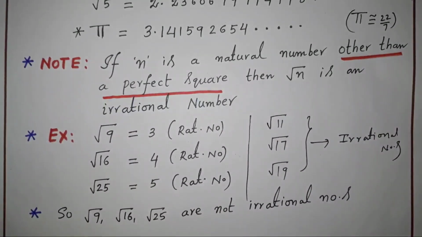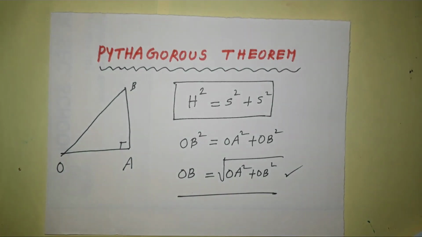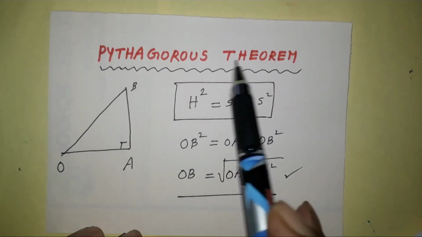So children, once again you recall the numbers which cannot be written in the form of p by q, whose decimal expansion is non-terminating, non-repeating decimals. They are called irrational numbers, denoted by S or Q dashed. Children, now we are going to represent irrational numbers like root 2, root 3, root 5 and so on, on a number line. Before knowing that, we need to discuss the Pythagoras theorem.